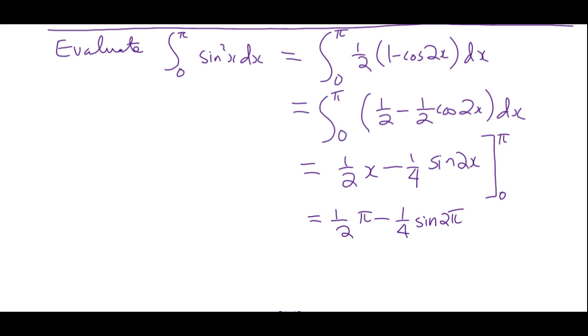So 1/2 pi minus 1/4 of sine 2 pi, minus 1/2 times 0 minus 1/4 sine 0. Okay, well, what's the sine of 0? 0. What's 1/2 times 0? 0. What's the sine of 2 pi? 0. What are we left with? 1/2 pi. Okay, now I crossed those out, but let's write them in, right? They are zeros.